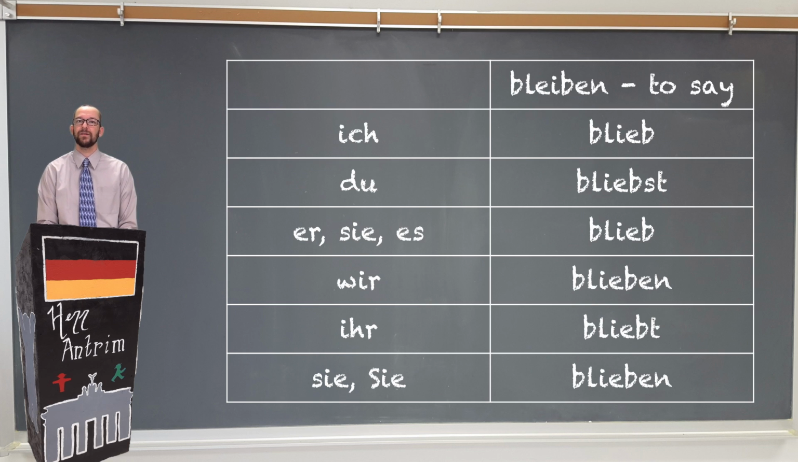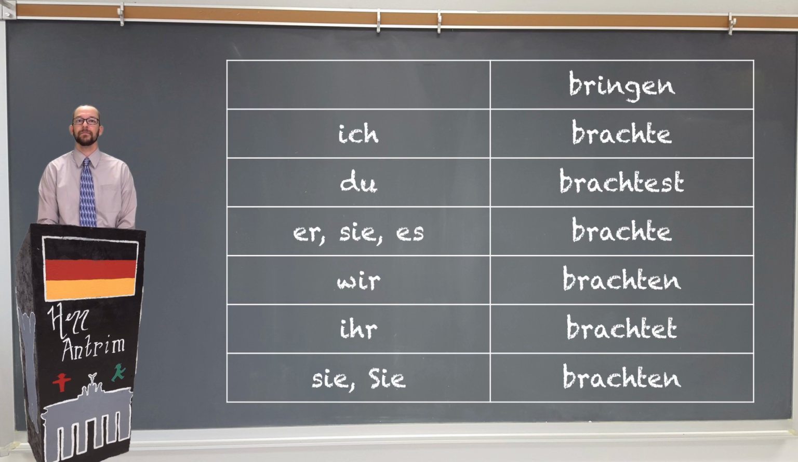Bleiben, to remain or stay. Ich blieb, du bliebst, er/sie/es blieb, wir blieben, ihr bliebt, sie blieben, Sie blieben. That one simply changed the ei to an ie.